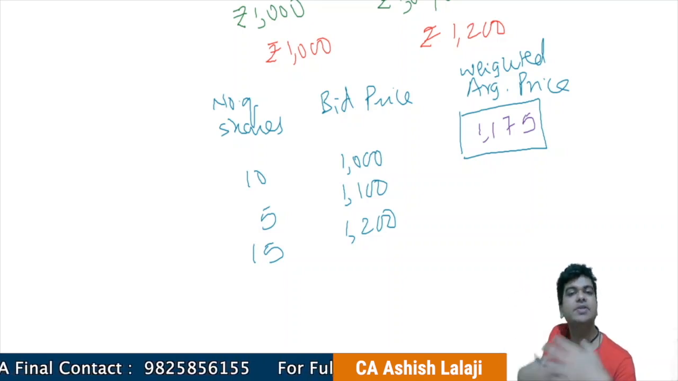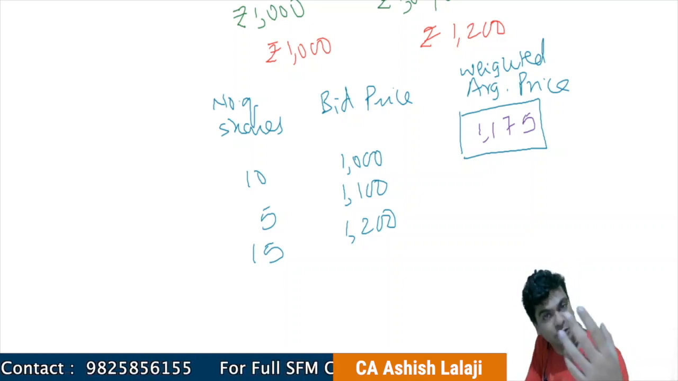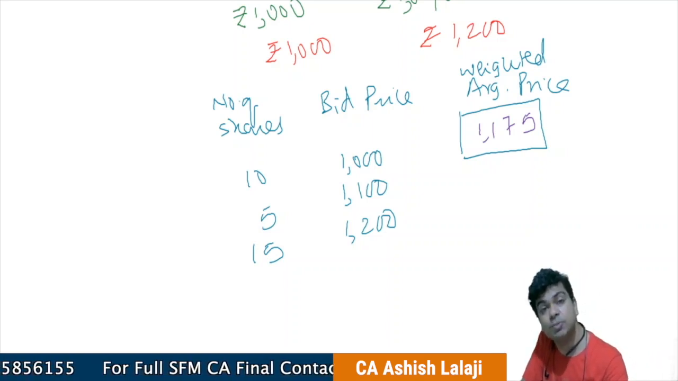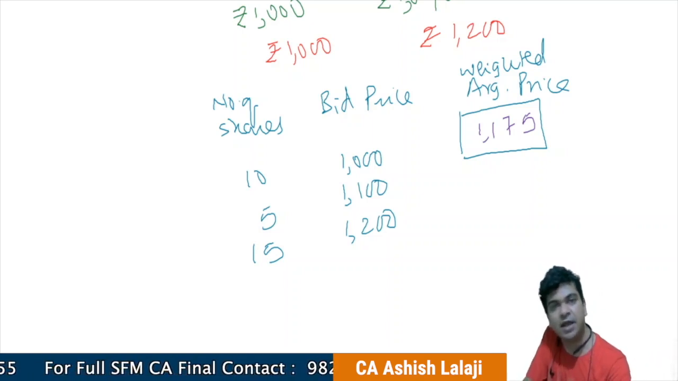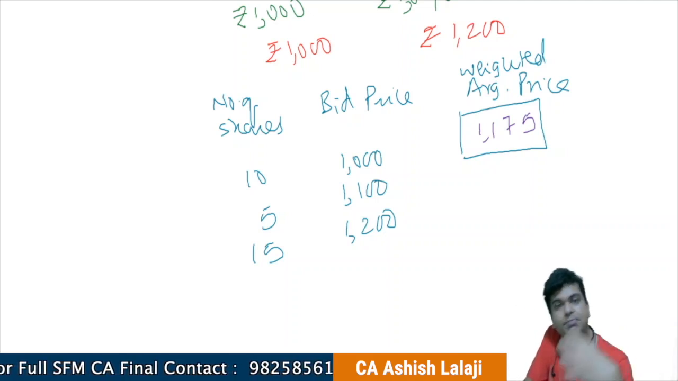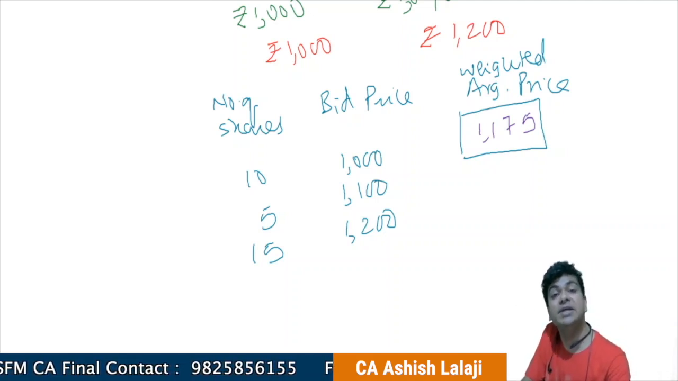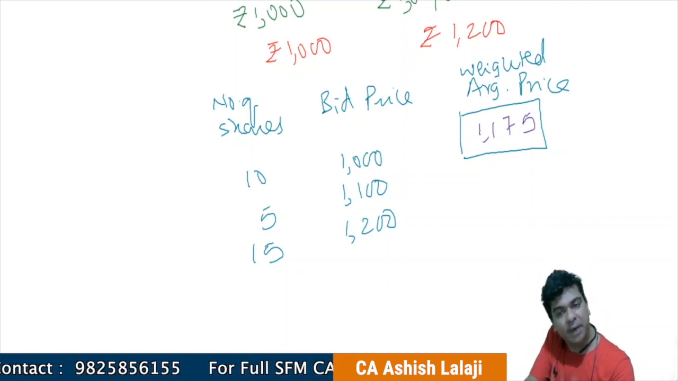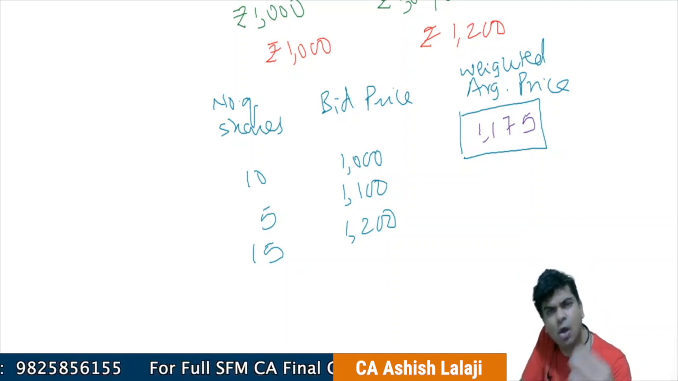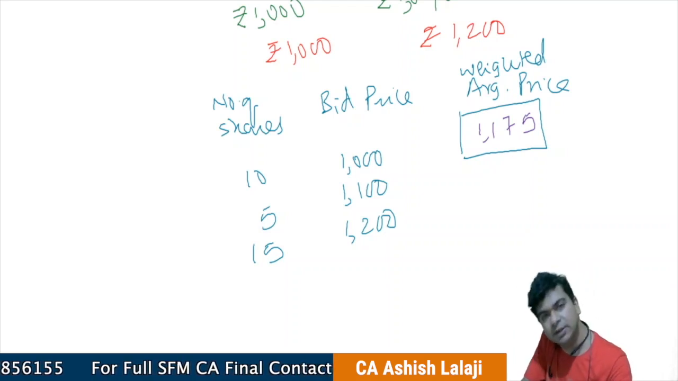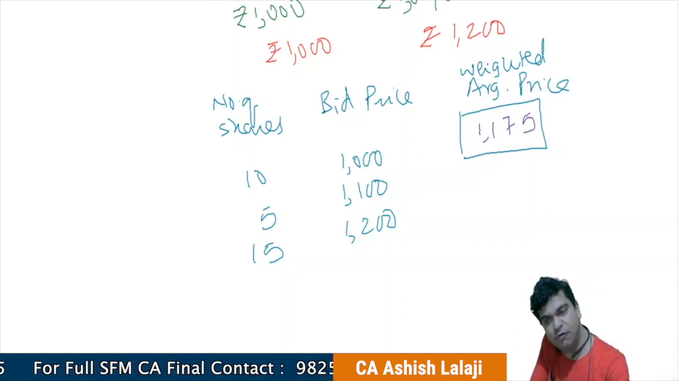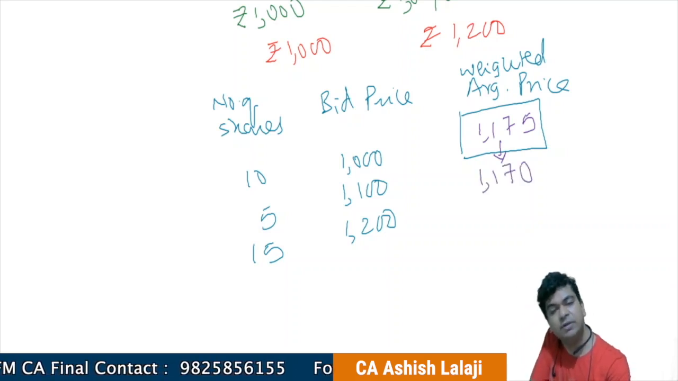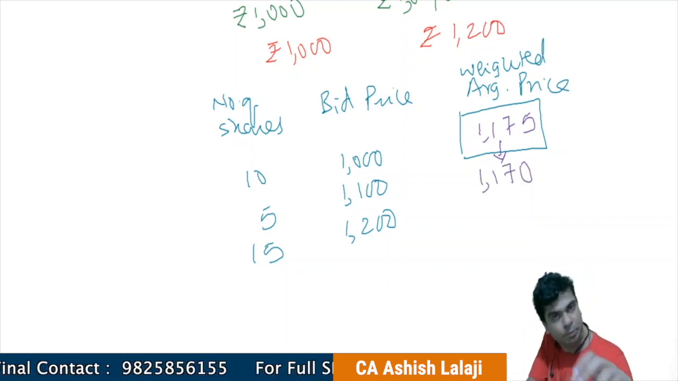And on the basis of that, the weighted average price will be determined. For simplicity, let's assume that the weighted average price is 1175. Now, the company has to decide what will be its final issue price. Either the final issue price is the weighted average price or something slightly lower than that. Let's assume for a moment that the company decides that 1170 is the final issue price.